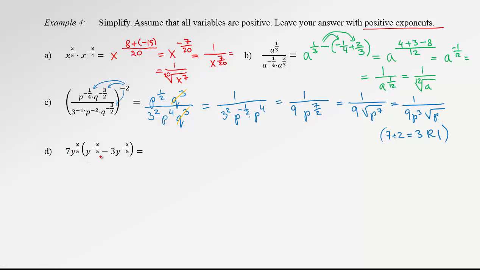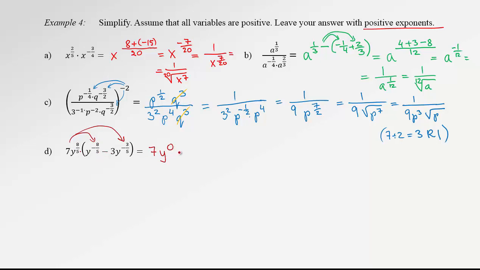Finally, let's perform this multiplication. It works the same way as regular multiplication of polynomials by a monomial. So we need to distribute this monomial, 7y to the 8/5, inside the bracket. So multiply by the first term and then multiply by the second term. Okay, one step at a time. 7 times y to the 8/5 times y to the -8/5. So we have 7 for sure, and then it's y to the 8/5 minus 8/5. Well, it's 0. That's great. That makes it a lot easier.